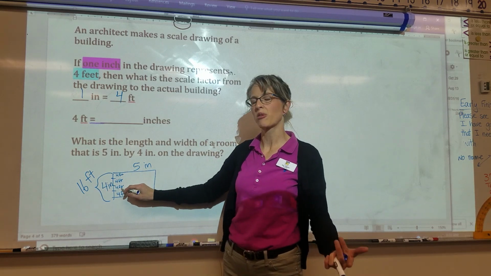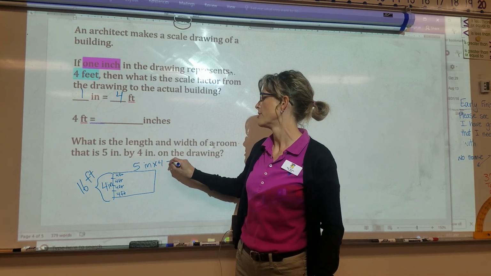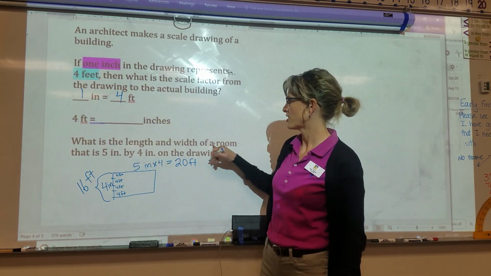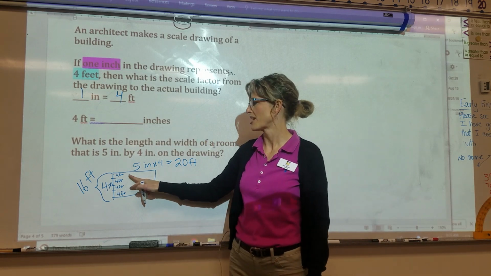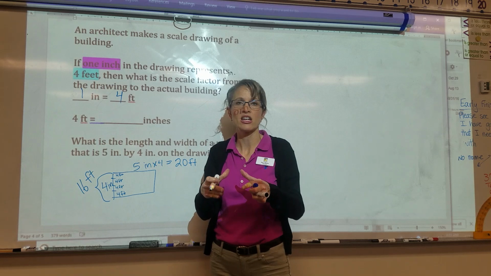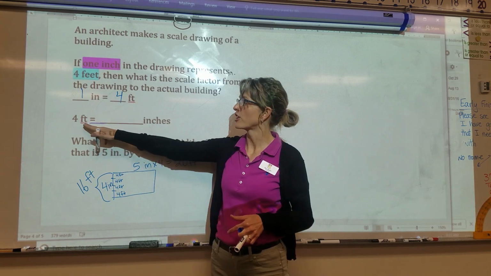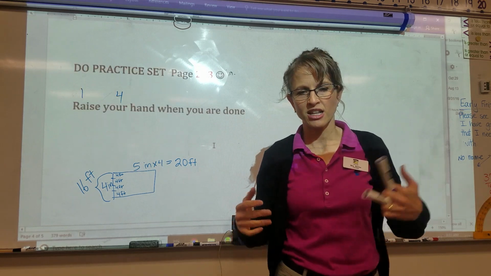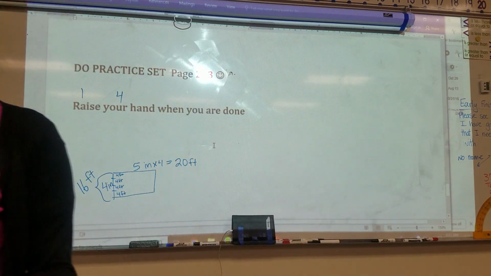I could do the same thing here. What did I do? I just multiplied by 4. So here I'm going to multiply by 4 to get 20 feet. That would be the length and width of a room in real life if my drawing was proportionally sized down. I'm just multiplying by that scale factor of 4 feet. So there's a good application. Okay, and that's the end of the lesson. You can do practice problems on 233.